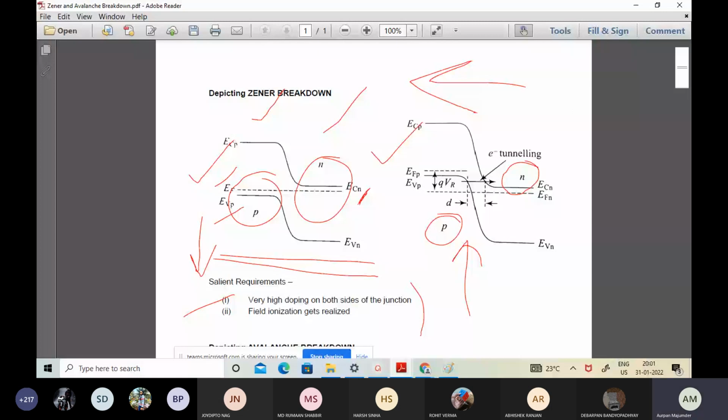The approximate level of electric field which develops to generate this effect is of the order of 10 to the power of 6 volts per centimeter, or even higher than that. 10 to the power of 6 volts per centimeter electric field I'm talking about. If that level of electric field gets developed across that thin depletion region, then we can have the concept of tunneling.